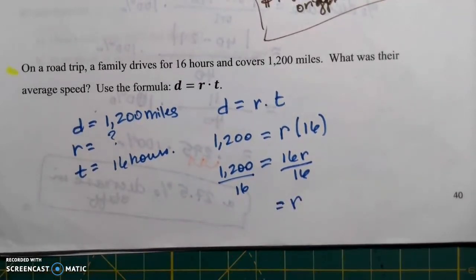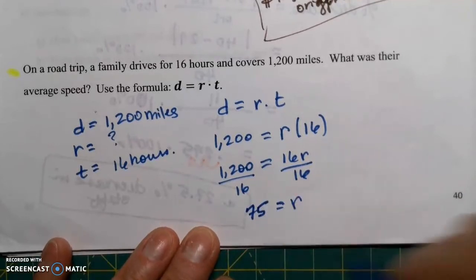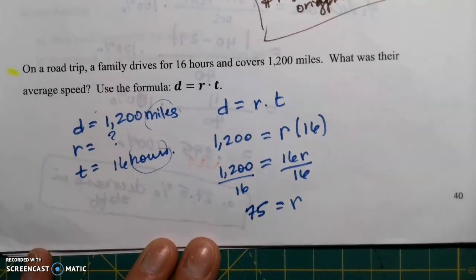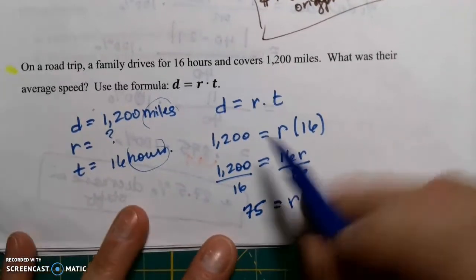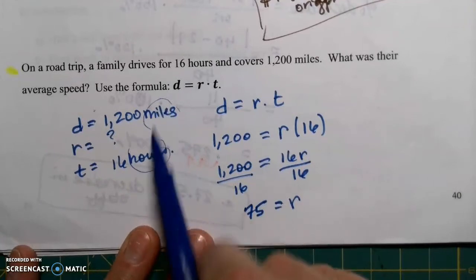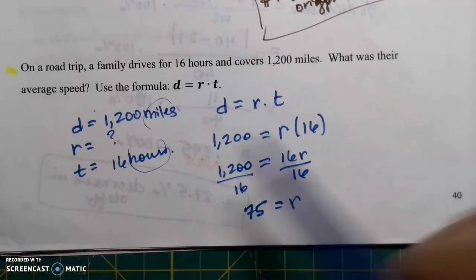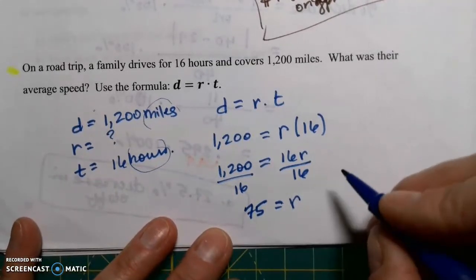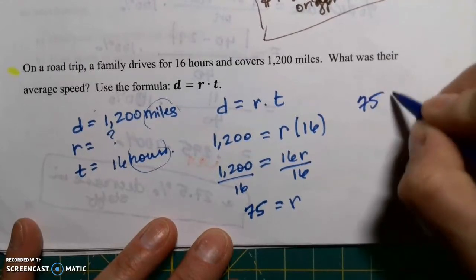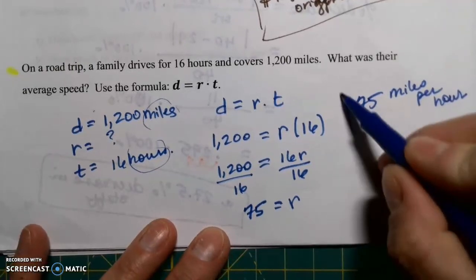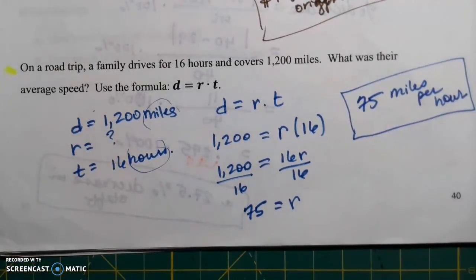We're essentially just going to be dividing by 16 anyway to undo that multiplication and get R by itself. So R is then going to be 1,200 divided by 16, which is 75. And remember that this is in miles per hour. So because we have a distance and the time in miles and hours, our rate is going to be the distance divided by the time. So 75 miles per hour, or MPH, would be our answer correctly labeled.